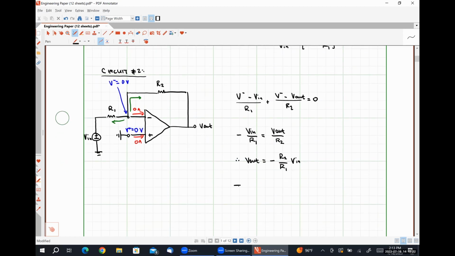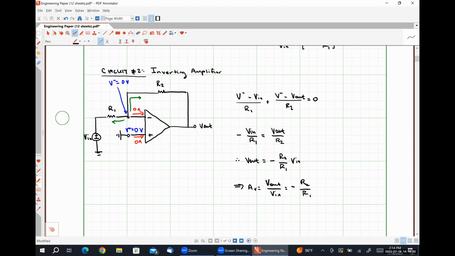The voltage gain for this circuit, again, simply the ratio of the output voltage to the input voltage, will be negative R2 over R1, which means that if we apply a positive signal at the input, we will get a negative signal at the output. So we are inverting the polarity of our signal. So this is an inverting amplifier. Another way to think about why this is an inverting amplifier is because the input signal is applied through a resistor network to the inverting input pin of this amplifier.